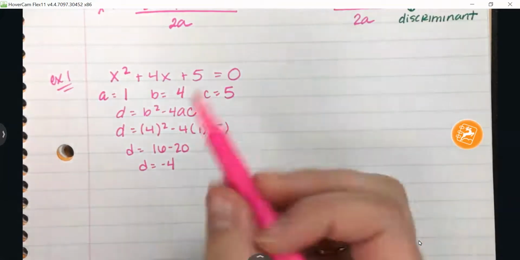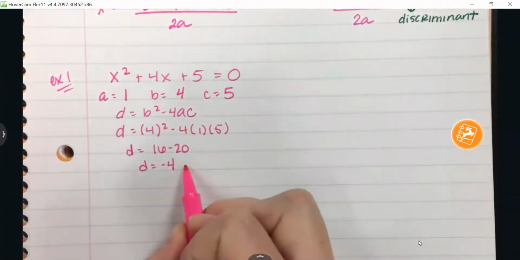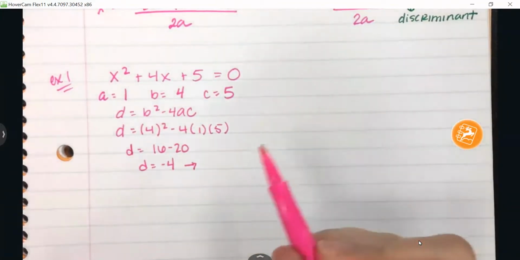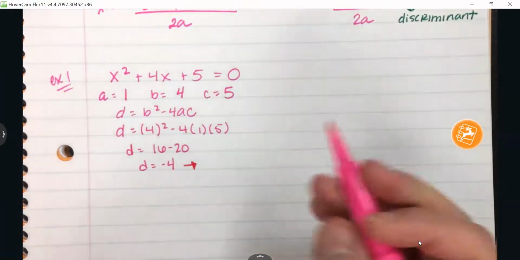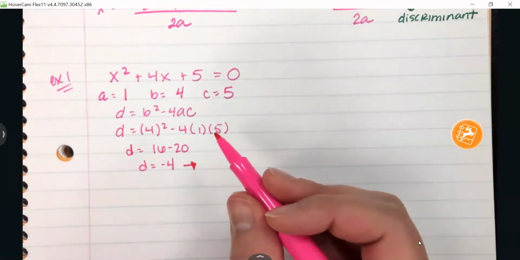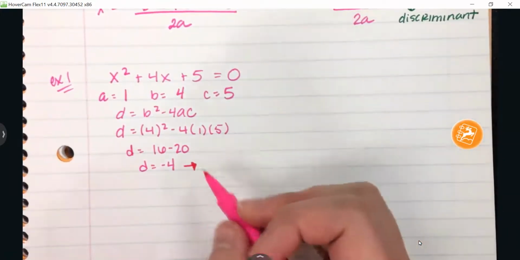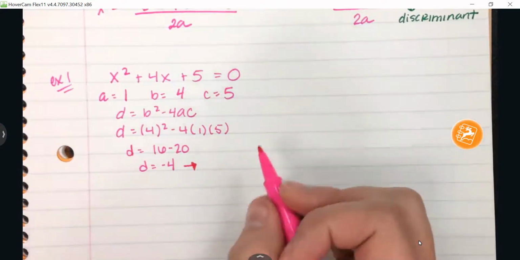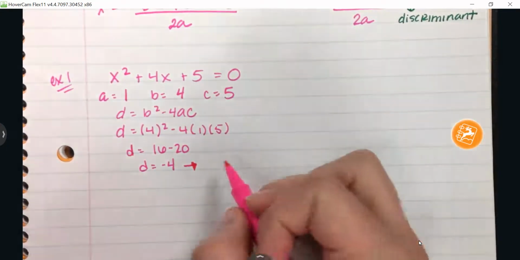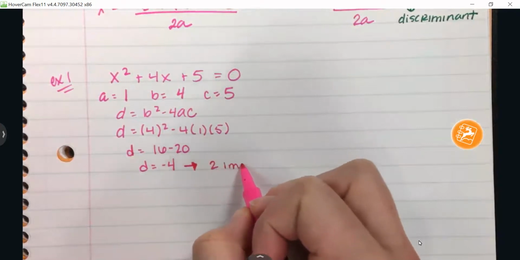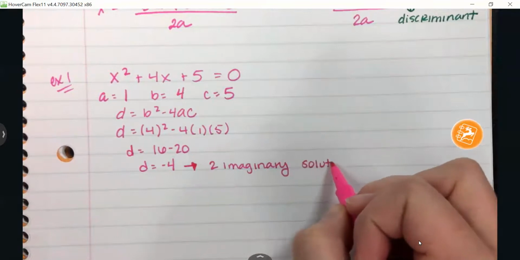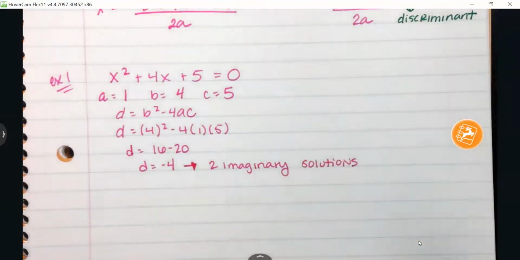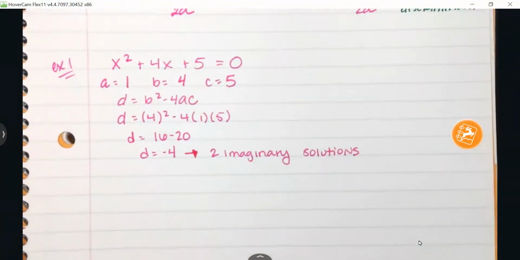When you get your discriminant, write down what it means. What does your discriminant mean? So if I got a discriminant of negative 4, did anybody else get negative 4? Okay. What does that mean? 2 imaginary. Very good. 2 imaginary solutions. What's another word for imaginary? Complex. Very good.